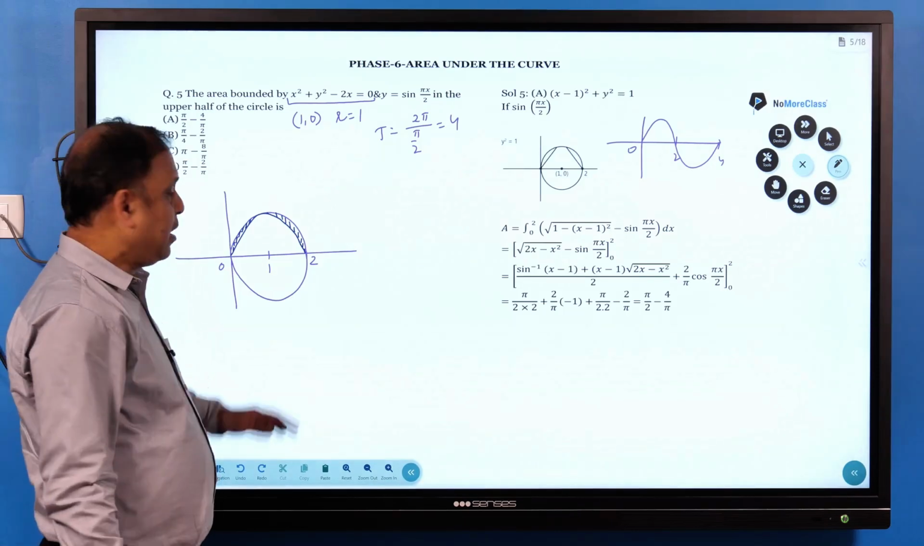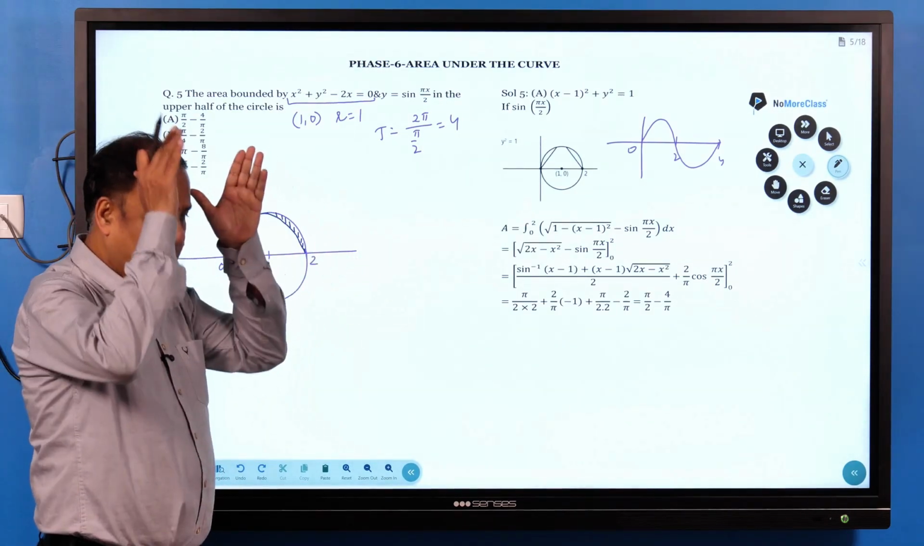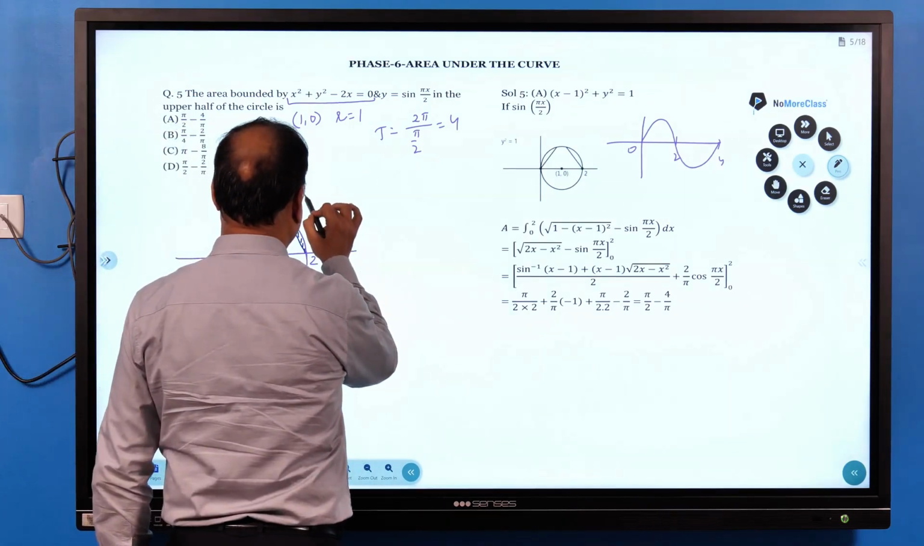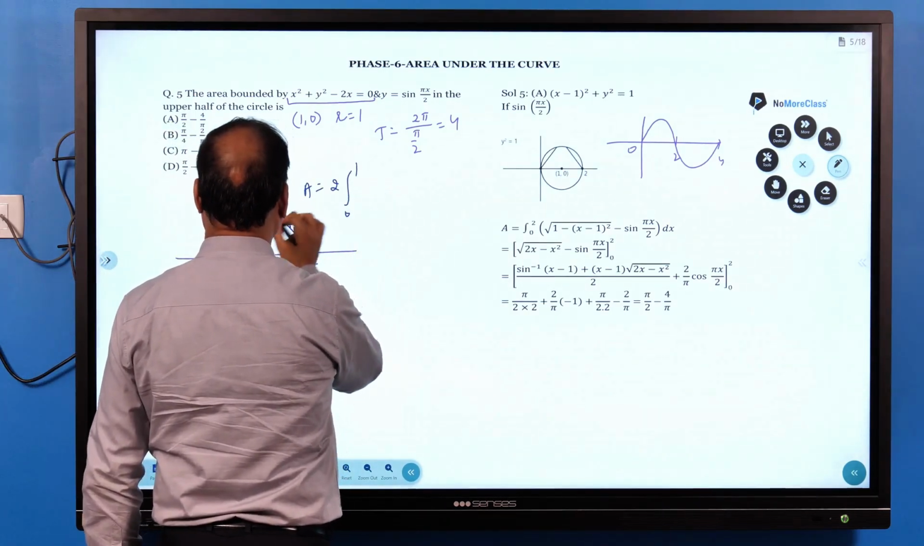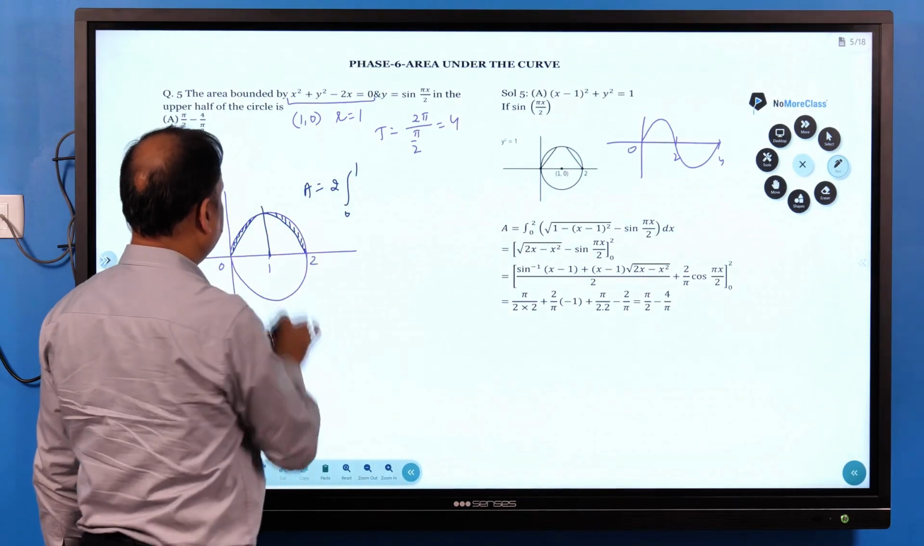Confusion may be there, sir, how will we know whether it is going outside or inside? So no need to worry, we will take the modulus in the end. So our answer will be, area will be 2 times the integral from 0 to 1. Suppose I take the upper curve, this is 1/4. Now you can take, see this, 1/4.